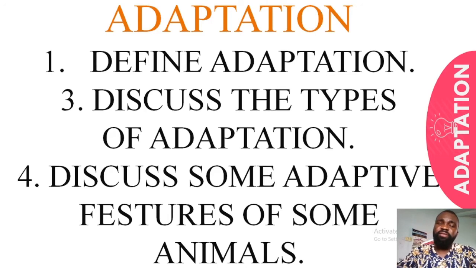When I ask for adaptive features of man, I'm saying, what are those things that man or human beings possess that aid him to be able to live successfully in his habitat? You should be giving me possession of lungs for breathing. Lungs are one of the respiratory organs that help in breathing. Just as gills for fishes, lungs for humans.